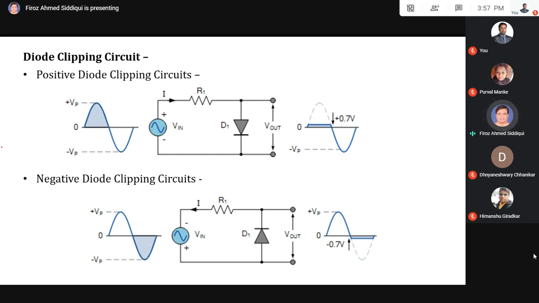So this is the positive diode clipping circuit. This diode is connected in the forward bias condition. So this is the positive terminal. In the positive half cycle, it will be positive and it will be negative. So this positive is connected to the positive terminal of the diode and negative is connected to the negative terminal of the diode. So during this positive half cycle of the incoming signal or the applied signal, this diode will be in forward bias condition.